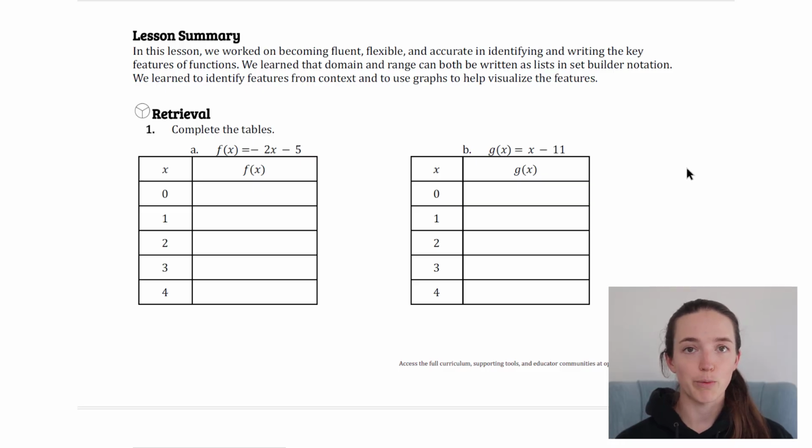This is the Unit 3, Lesson 3 retrieval video. In our packet, this is on page 25. Okay, this first problem is really straightforward. We just have to fill in the tables based on two different functions.